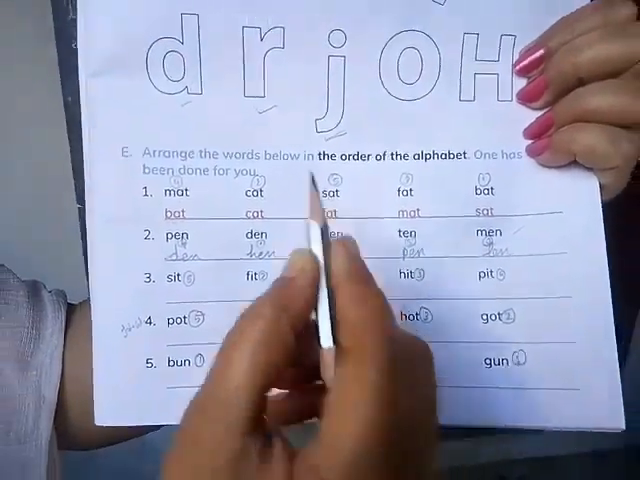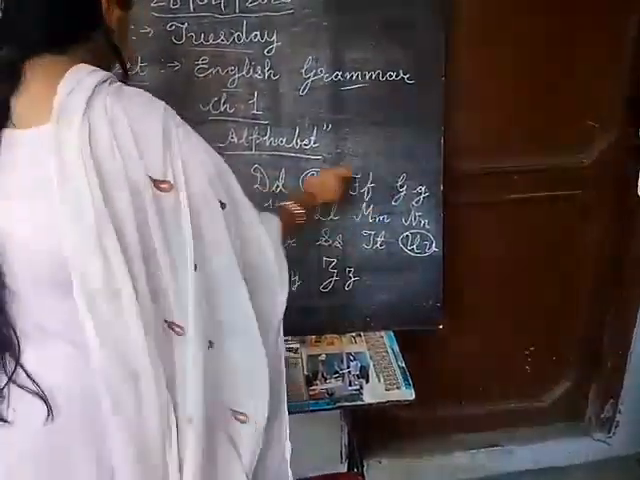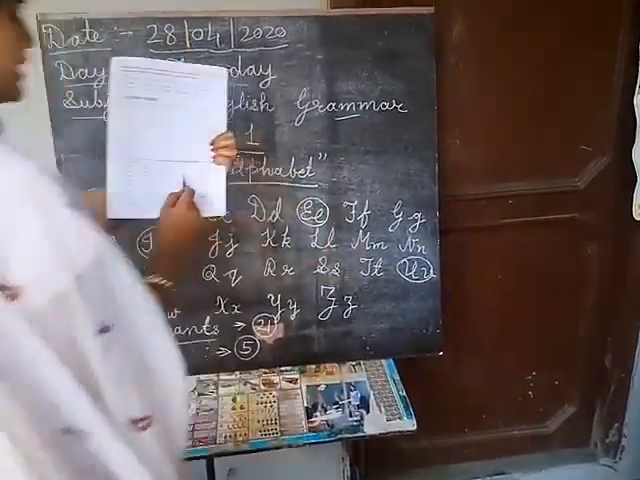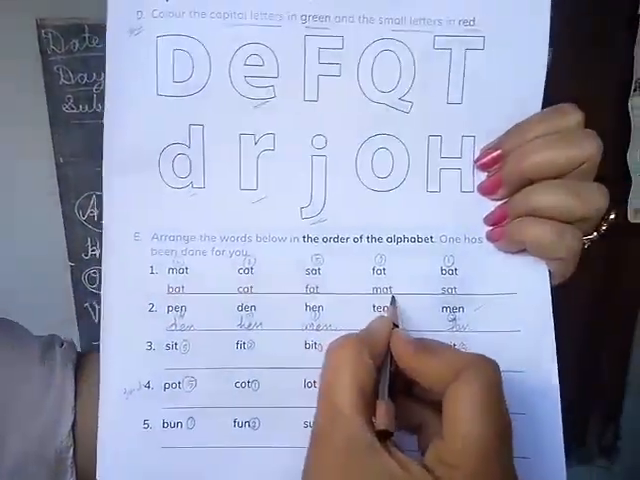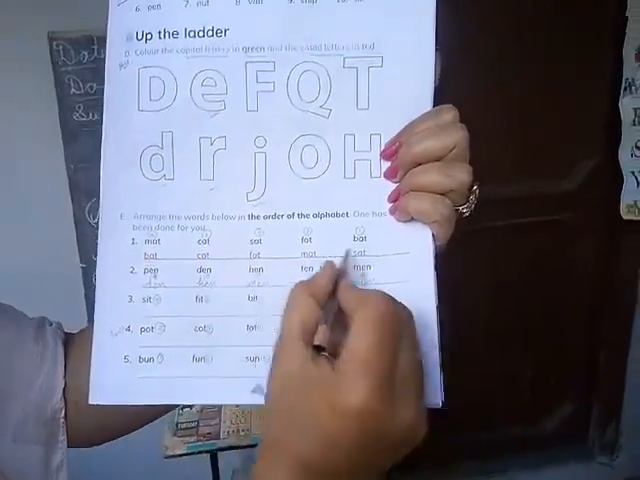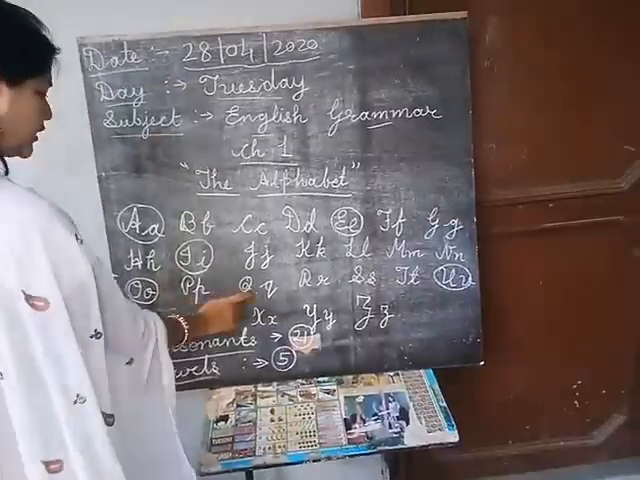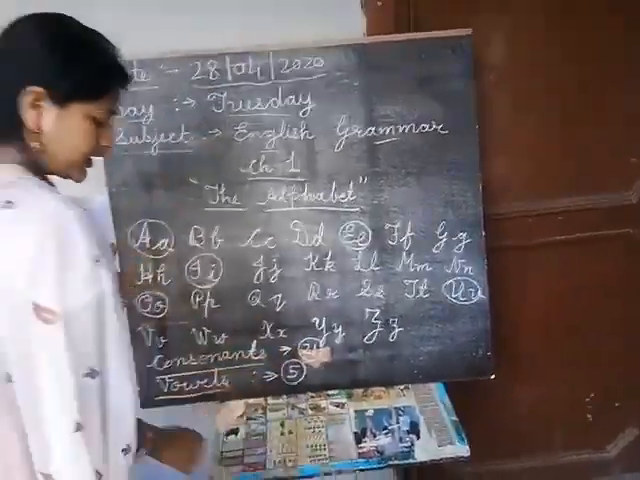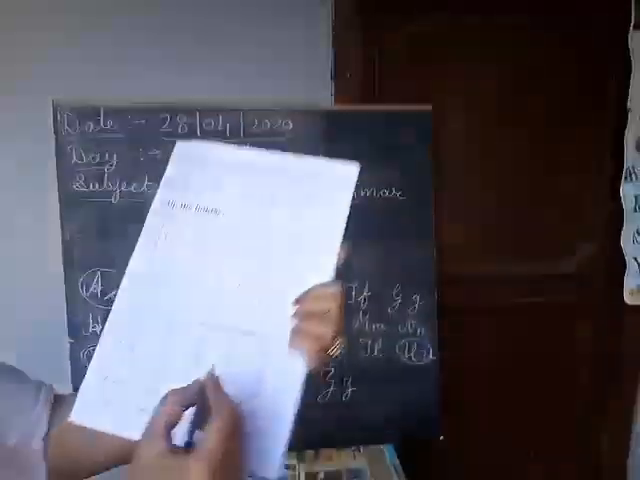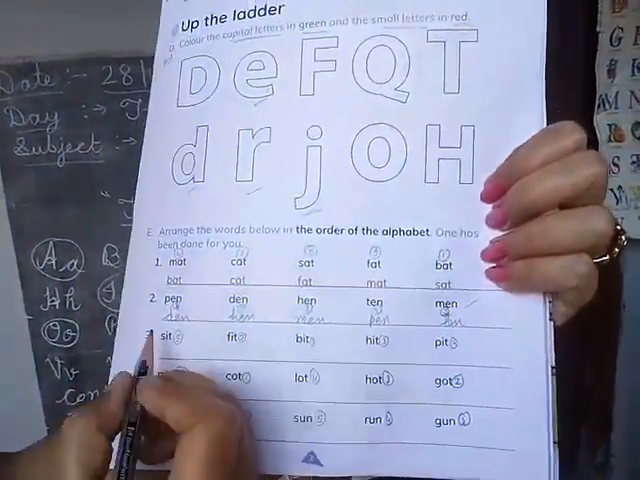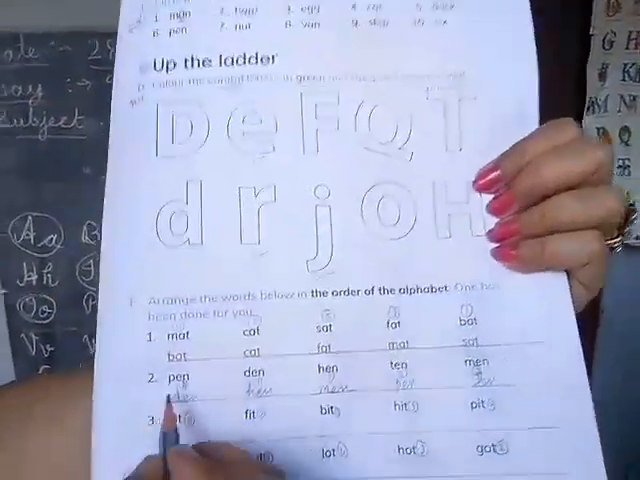Now after F, G, H, I, J, K, L, M. Yes, M is there. MAT mat. Now last is SAT sat. How? M, N, O, P, Q, R, S. S will come after M in the alphabetical order. Now SAT sat.